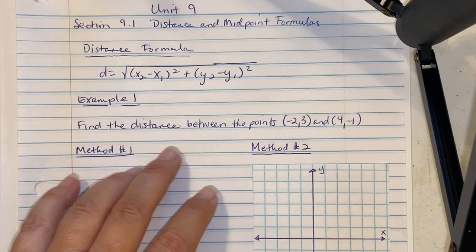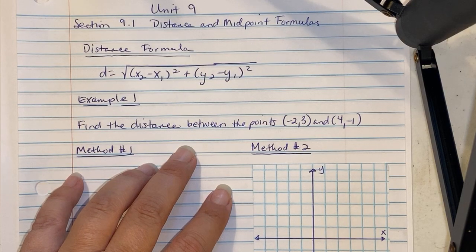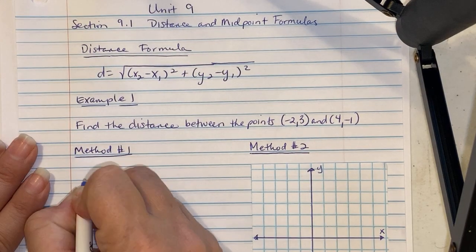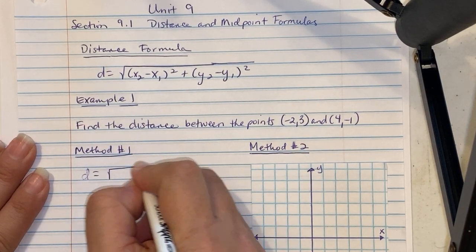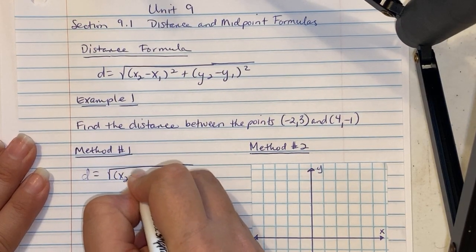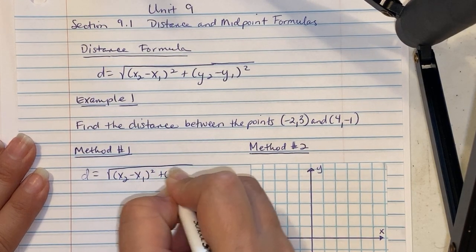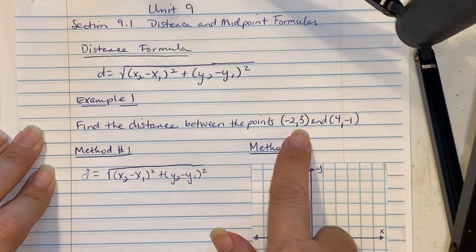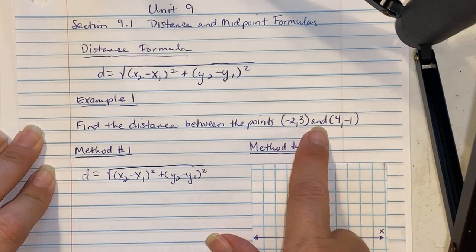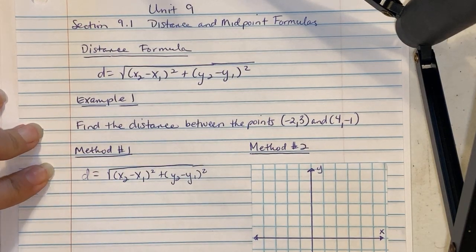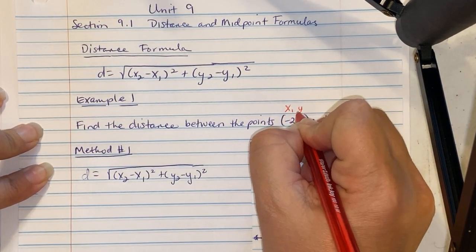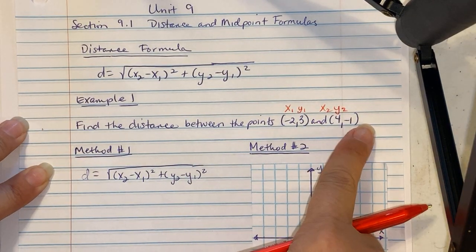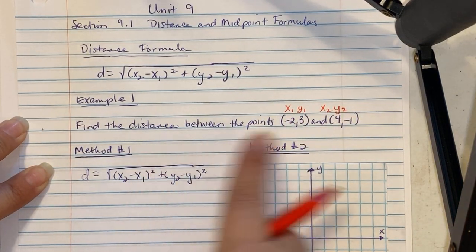So in example 1, it says find the distance between the points (-2, 3) and (4, -1). Method 1 is we're going to use the distance formula. So I'm going to write down my formula: d equals square root of x2 minus x1 squared plus y2 minus y1 squared. In the two ordered points they gave you, (-2, 3) and (4, -1), label those your x1, y1, x2, y2. And we're going to substitute those values into the formula.